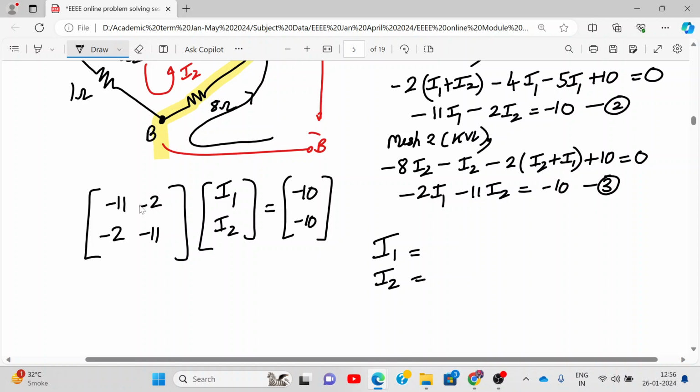Zero point 769 for I1, both. 769 amperes.